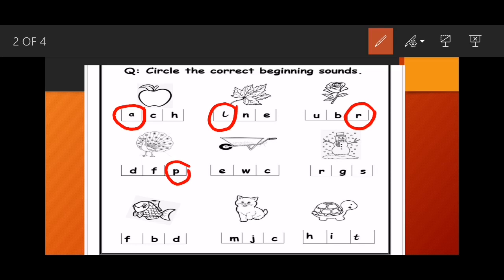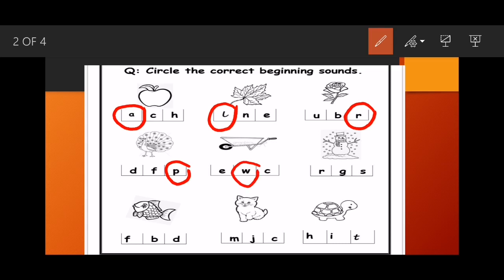P, peacock. The next is wheelbarrow. Okay, students? A wheelbarrow is a type of small cart that is used to carry heavy loads in building work or for some gardening. Okay? The letters we have are A, V, K. So wheelbarrow starts from V.